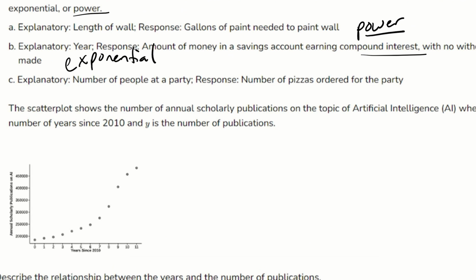And part C: the explanatory variable is the number of people at a party. The response is the number of pizzas ordered for the party. We would expect that the greater the number of people, the greater the number of pizzas, and we would expect that to be linear. I wouldn't expect that to be quadratic or anything like that. If for every 2 people that arrive you need to order a pizza, I would expect that to be the same. I wouldn't expect that to really change very much.